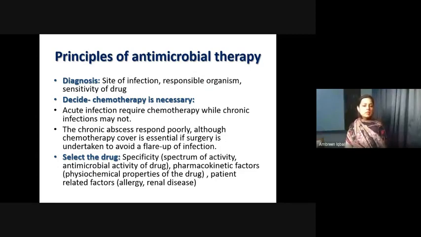The next is to select the drug. Always select a drug that has a spectrum of activity according to the need, and antimicrobial activity against the organism. The pharmacokinetic profile is also important, as are the physicochemical properties of the drug. Then the patient-related factors: whether the patient is allergic or not, whether the patient is female and pregnant or not, whether she or he has any renal disease. These are the points of the constitution that you must think about when you select any drug. Spectrum of activity, antimicrobial activity against that organism, the pharmacokinetic profile and the patient-related factors are all very important in such a case.